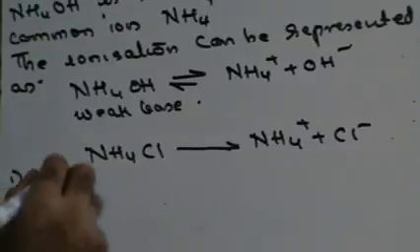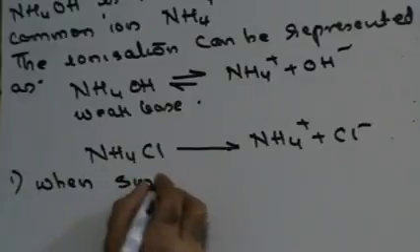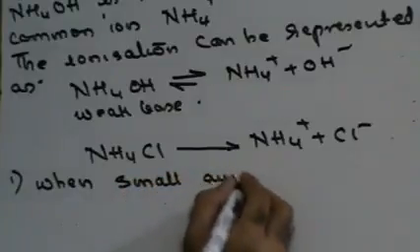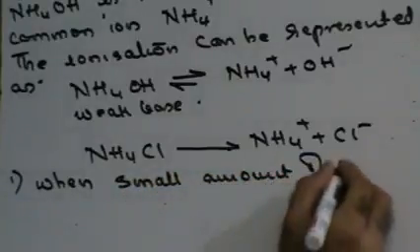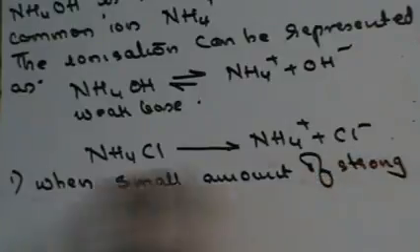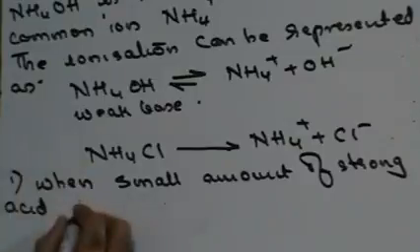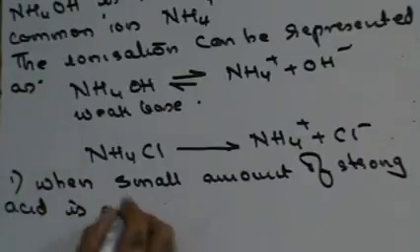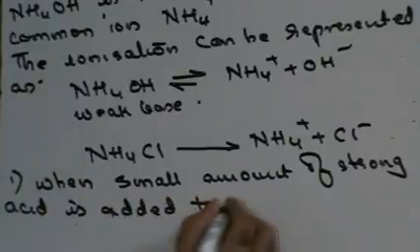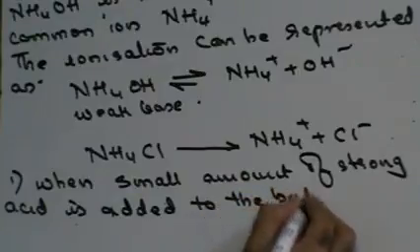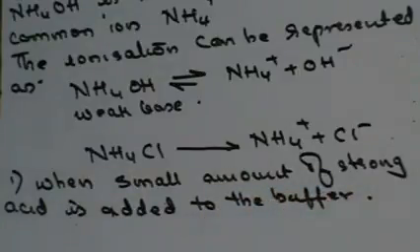Now, case 1. When a small amount of strong acid is added to the buffer. If a small amount of strong acid is added to the buffer, then the ammonium hydroxide molecules will get neutralized.